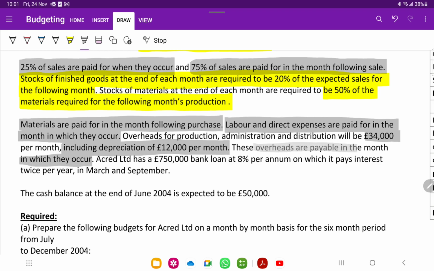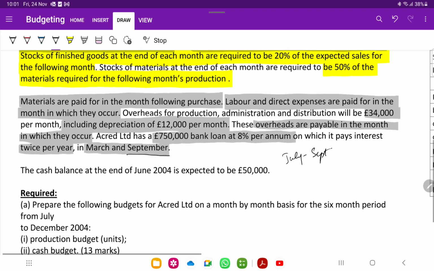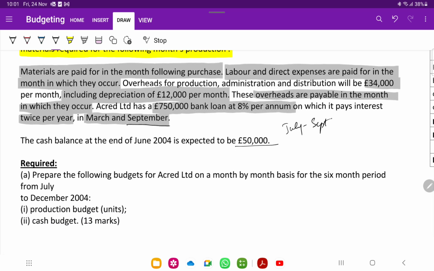So same month payment. The company has a 750,000 bank loan at 8% per annum, on which it pays interest twice per year, in March and in September. So for us, this September data will be important because we are going to prepare budgets from July till September, right? And the opening balance is 50,000. You are required to prepare a production budget and cash budget.